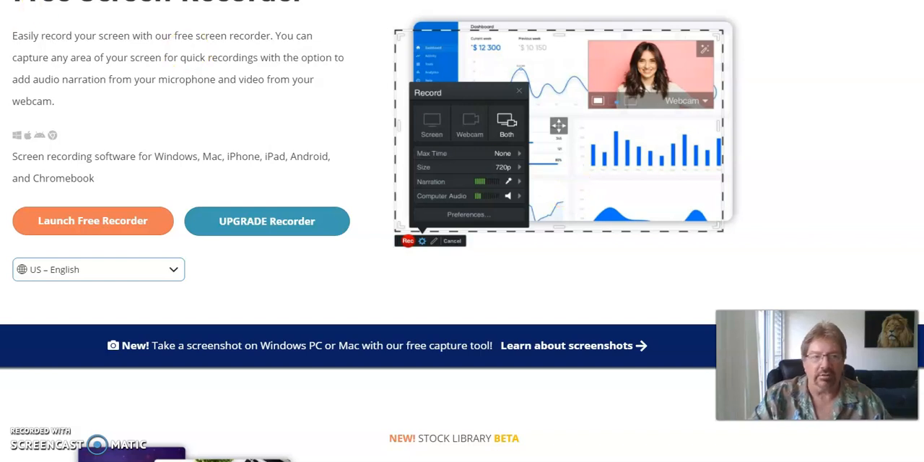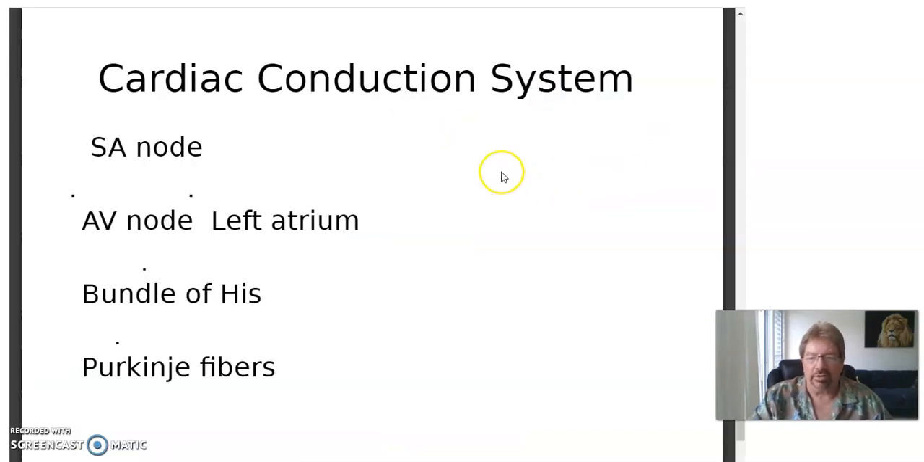Continuing with the heart. Oh no, I forgot the PowerPoint. Here it is. Can we see it now?